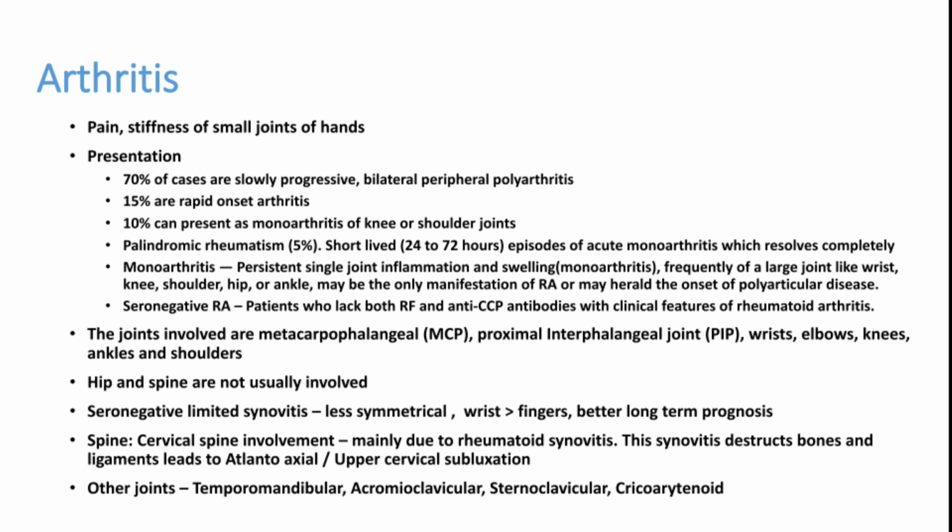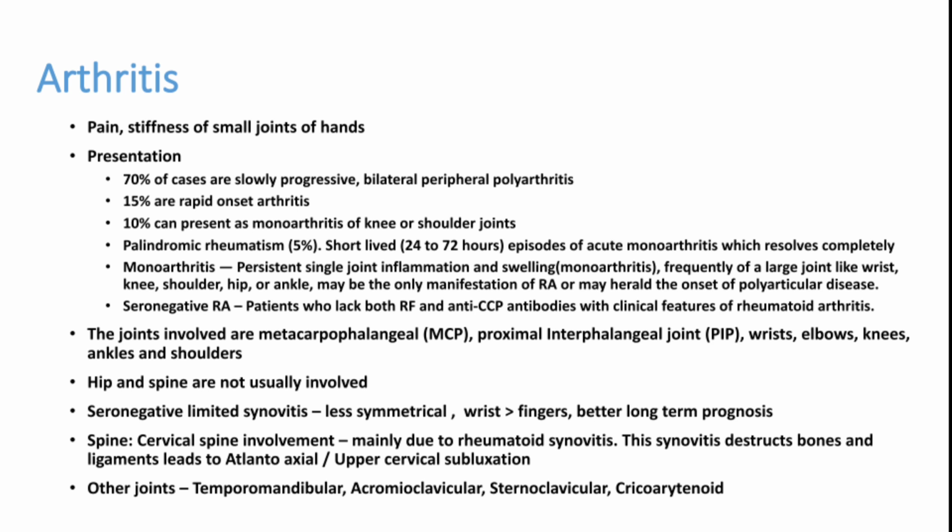Seronegative rheumatoid arthritis means rheumatoid factor may be negative. So that is classified as seronegative. Serological evidence is not there, but clinically it is rheumatoid arthritis. The joints involved are classically metacarpophalangeal joints, proximal interphalangeal joints. These are the classical joints which are involved in rheumatoid arthritis. Then wrist, elbows, knees, ankles and shoulders.